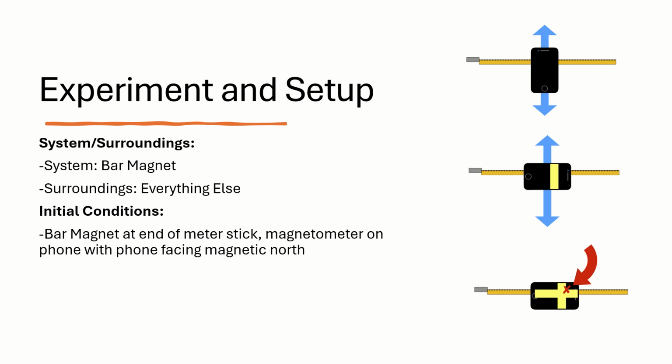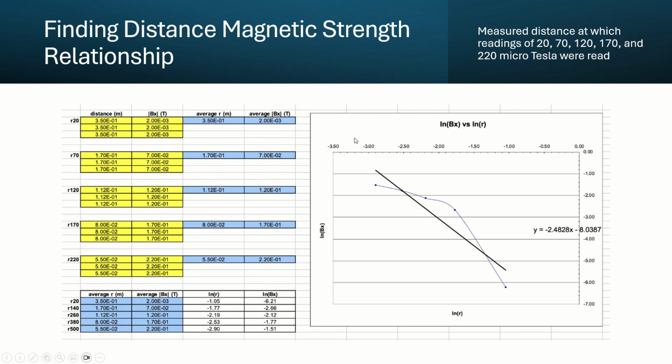So the first thing was the setup, which was finding where the magnetometer was, which was basically rotating the phone and moving it so that we could find the 0 and the x and the y axis, and then marking with the tape accordingly. The system in the experiment was the bar magnet, and the surroundings was everything else. Our initial conditions: there's the bar magnet at the end of the stick, the magnetometer was turned on the phone, and the phone was facing magnetic north.